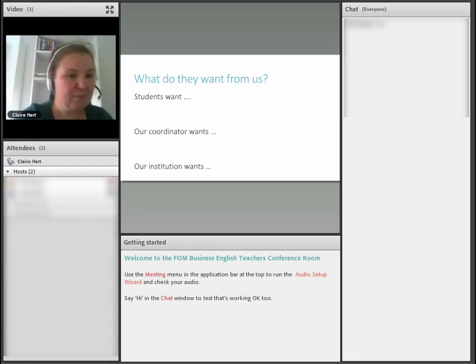Okay, but it's my belief that we can only keep all of these stakeholders happy ultimately if we do focus on individual learner needs, right? The more we focus on individual learner needs, the better students are likely to do in their exams, the more often they're likely to attend our lessons. Okay, so I think learner needs are key.